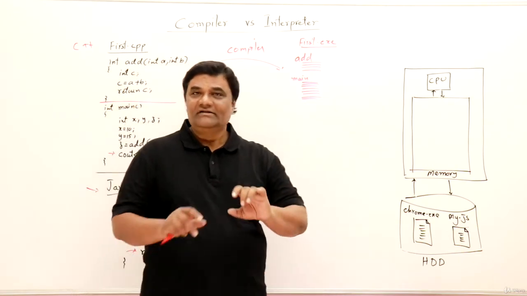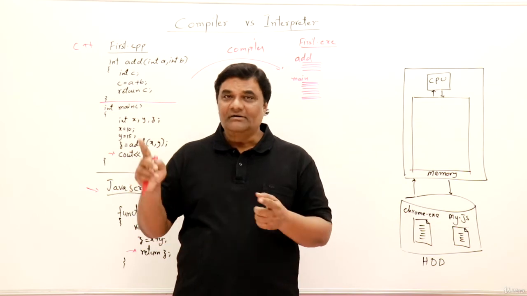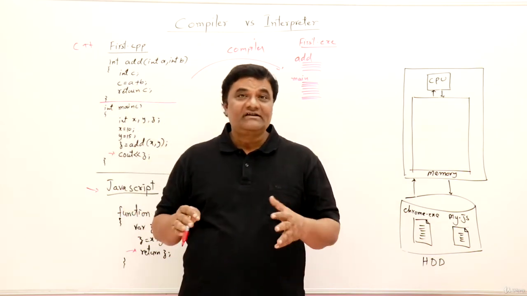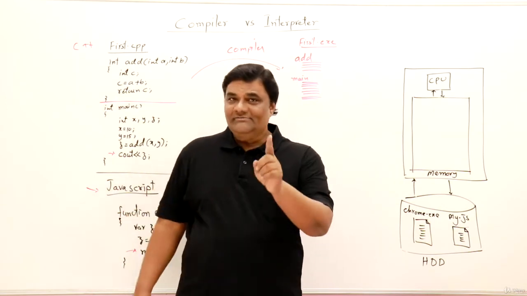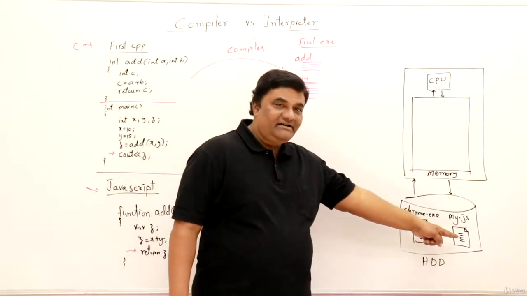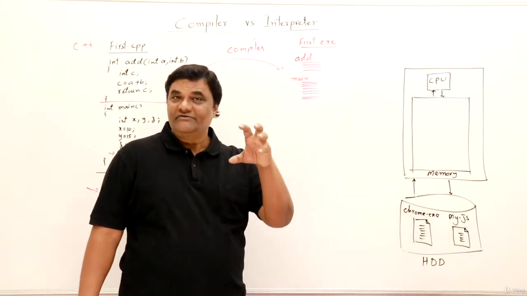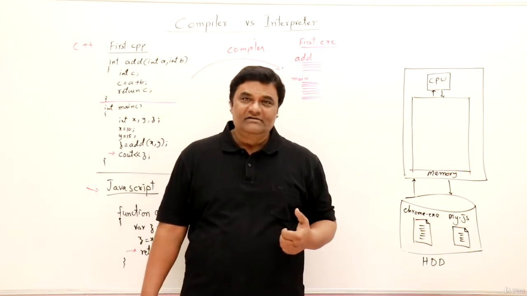Now finally, the concluding point. Who is faster? Compiled programs or interpreted programs? Compiled programs are faster because they run independently as a separate program. Interpreted programs are not faster because they don't run independently, they run inside the context of the interpreter. So they are slower, but they are easy to write.